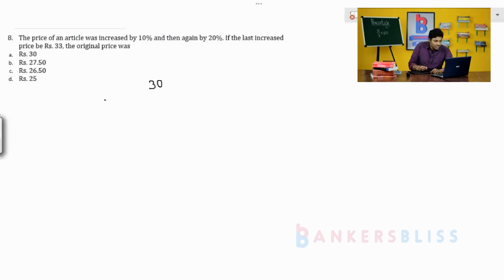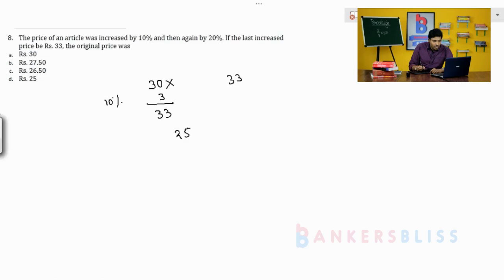First, how much are you increasing? You are increasing 10%. So 10% is 3, so 33. Already you got 33. Still you have to add 20%. So after adding 20%, you won't get 33. But in the question they are telling that you should get 33. Therefore 30 cannot be the answer. 27.5, it is very difficult to calculate. 26.5, it is very difficult to calculate. You give less priority for those two options. Directly you come to 25.